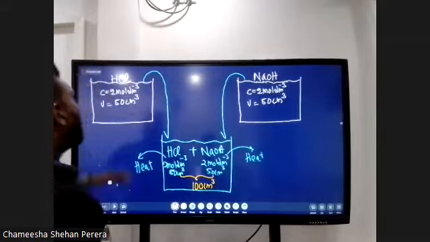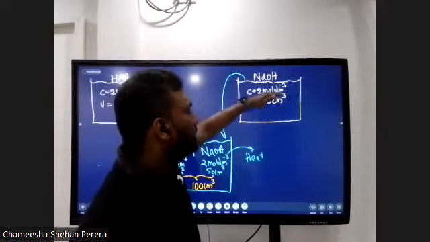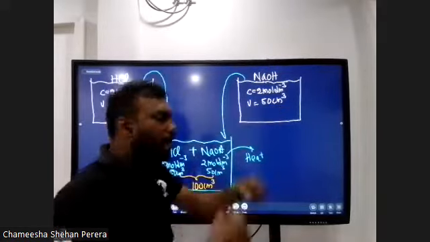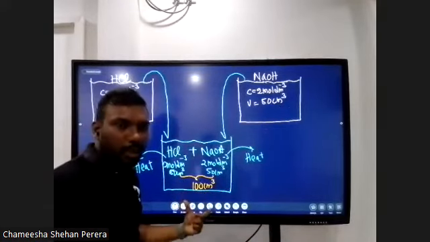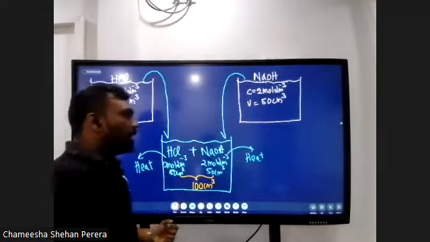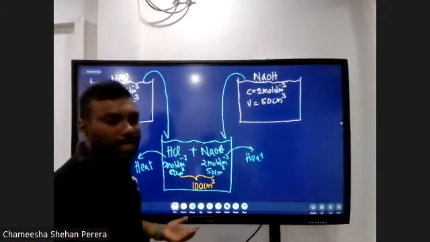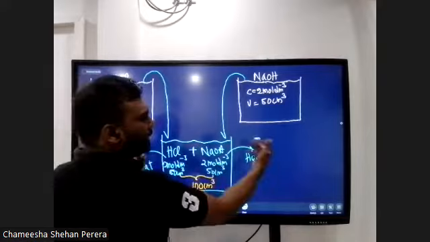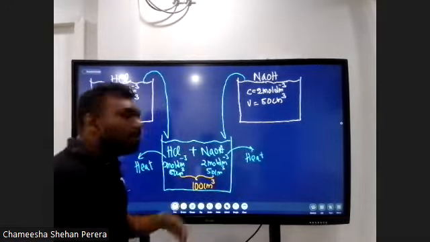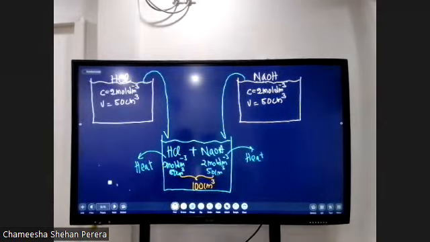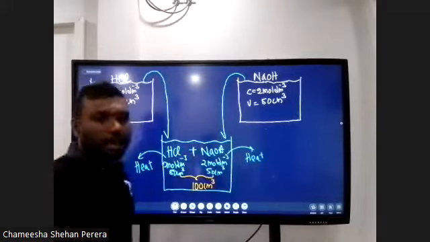What do I have? I have HCl with this concentration and this volume, and sodium hydroxide with this concentration and this volume. I'm going to mix them together to form a final mixture with a volume of 100 centimeter cubes. The mixture will undergo an exothermic reaction that releases heat to the external environment. My aim is to calculate the amount of heat which is going to be lost to the external environment.